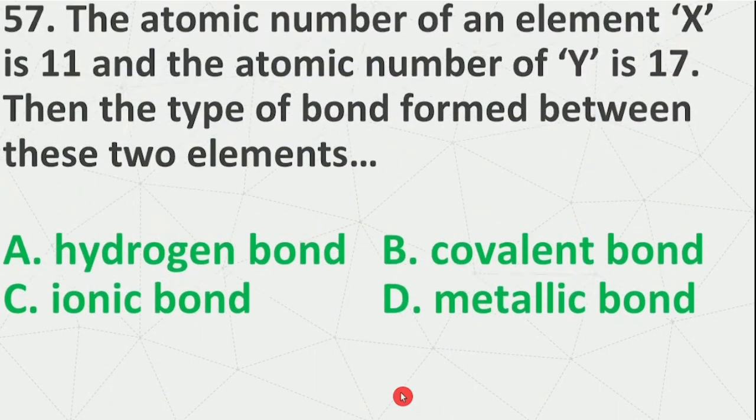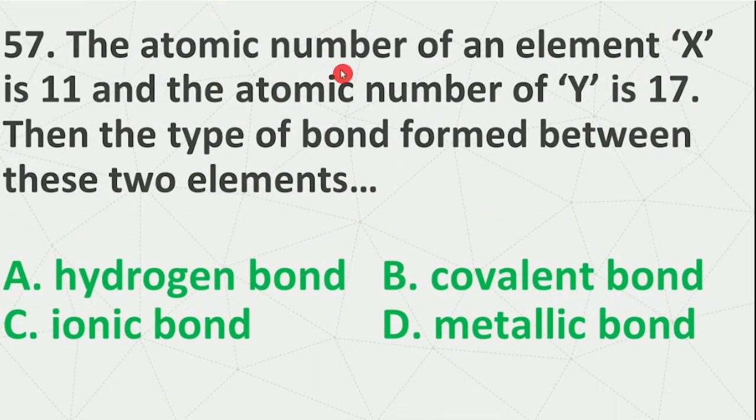Question number 57. The atomic number of an element X is 11 and the atomic number of Y is 17. Then what type of bond is formed between these two elements: hydrogen bond, covalent bond, ionic bond or metallic bond? See here, element X has atomic number 11 and the other element Y has atomic number 17. So which type of bond will form? By seeing the atomic number, 11 is sodium and 17 is chlorine.